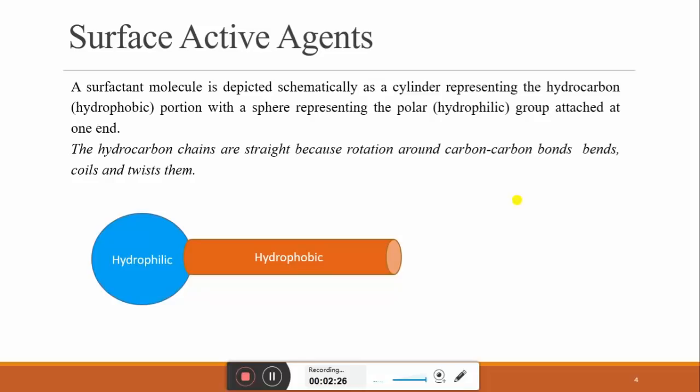Next is surface active agent. Diagrammatically, surface active agents are represented as a sphere and a cylinder. The spherical portion of the surface active agent represents the hydrophilic group and the cylindrical portion represents the hydrophobic group. The hydrocarbon chains are not straight because, due to rotation around carbon-carbon bonds, they bend, coil and twist.